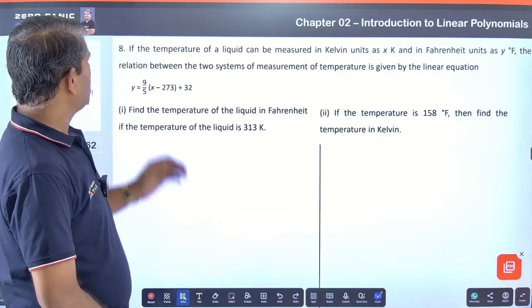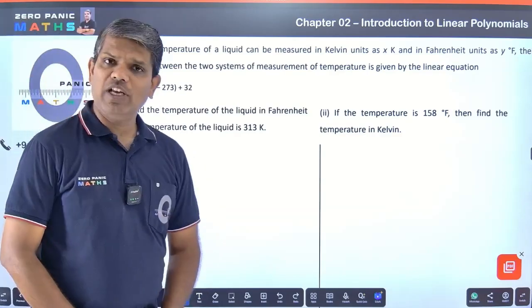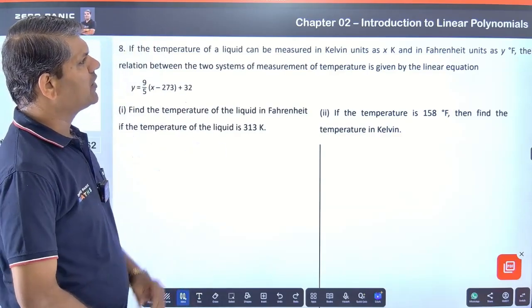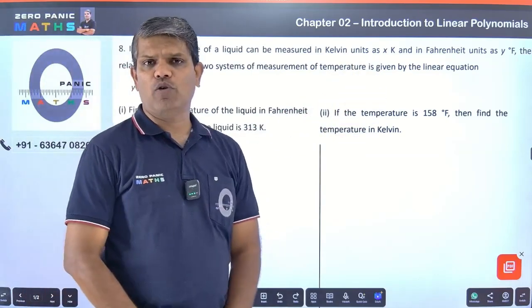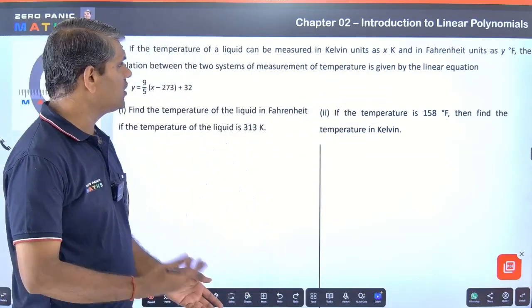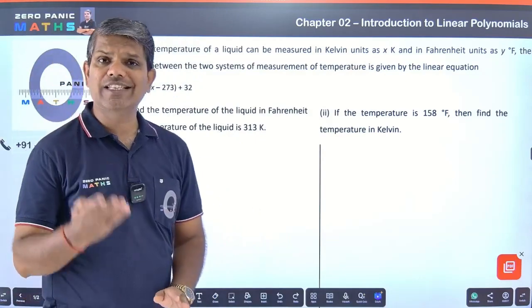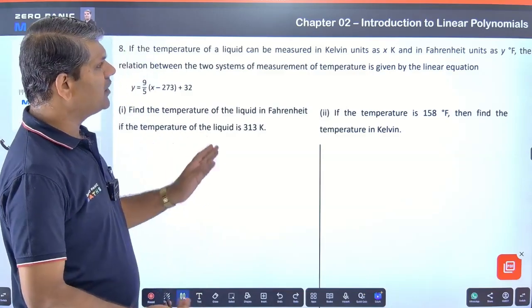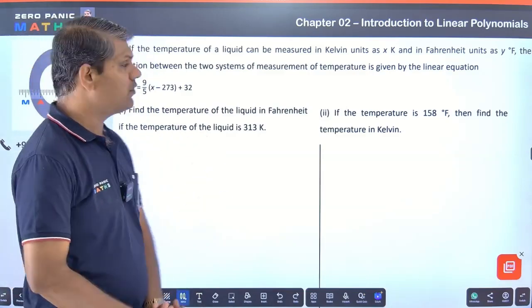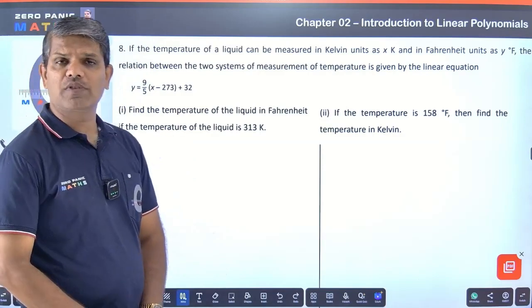Okay, now in today's session, let us continue with the remaining problems of the end of chapter exercises in linear polynomials. In the previous session, we have seen the problems from 1 to 7. There are totally 14 problems in this end of chapter exercises. We have seen already the 7 problems in the previous session.